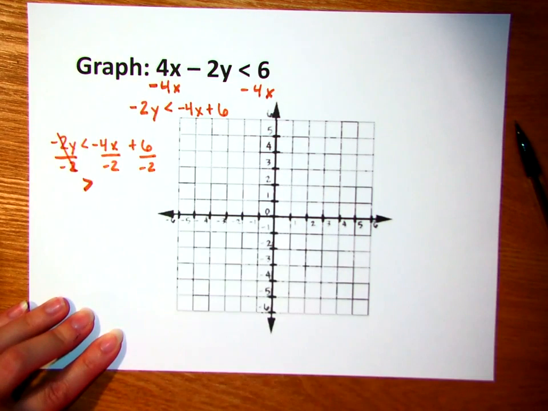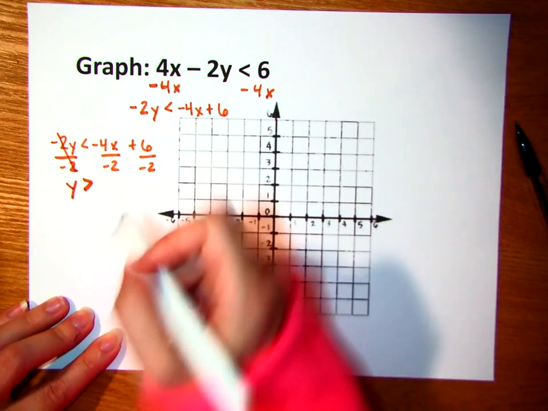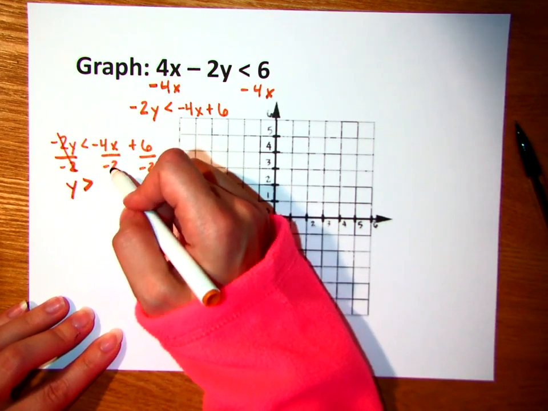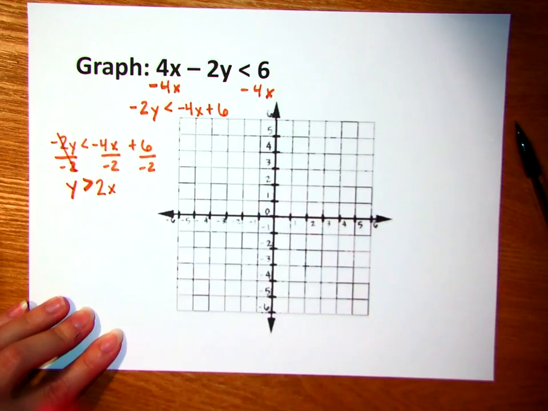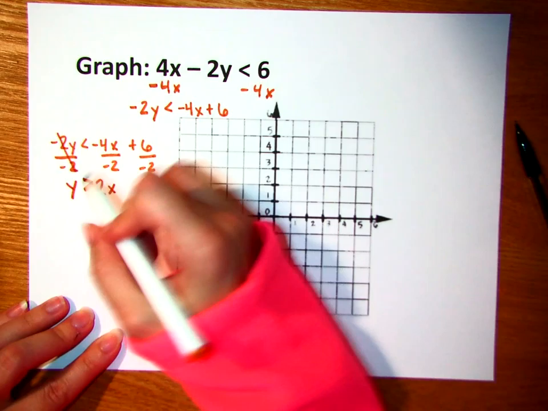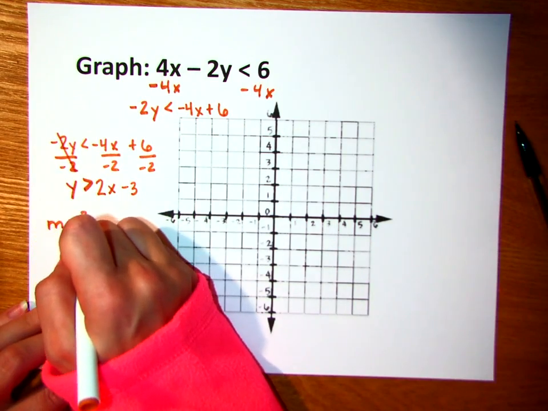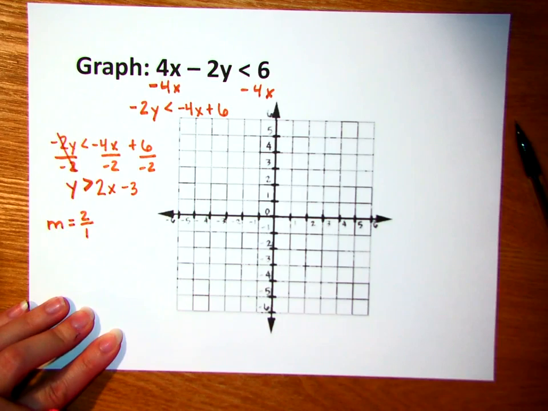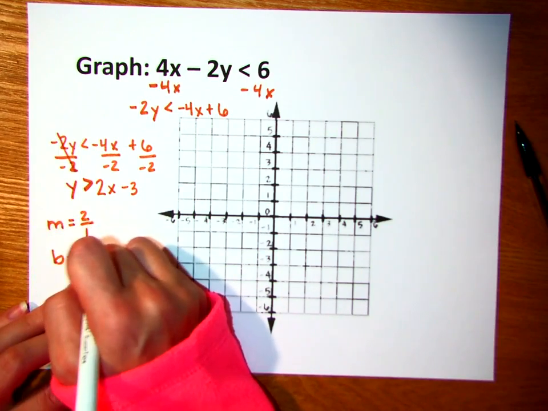These negative 2's will cancel, and that leaves me with y. Negative 4x divided by negative 2. Negative 4 divided by negative 2 is positive 2 with an x, and 6 divided by negative 2 is negative 3. So I can see my slope is 2, or 2 over 1, so I rise 2, run 1. My beginning value, my y-intercept, is negative 3.